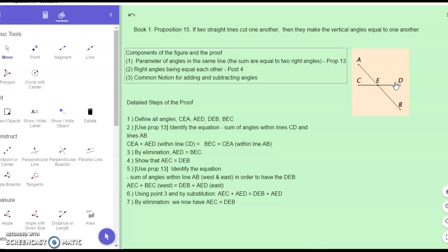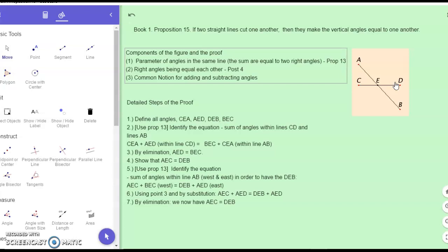Corollary. When we say corollary, it means a claim or statement which is a result of a certain proposition. So, the corollary to Proposition 15 is this statement: from Proposition 15, it follows that if two straight lines cut one another, then they make the angles at the point of section equal to four right angles.